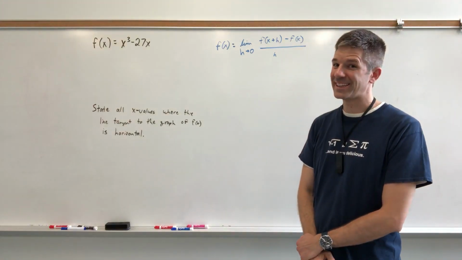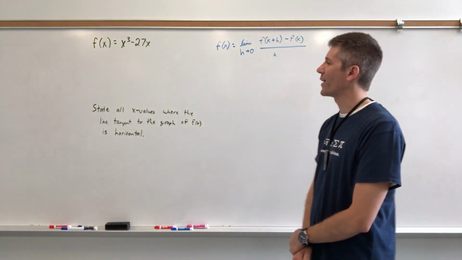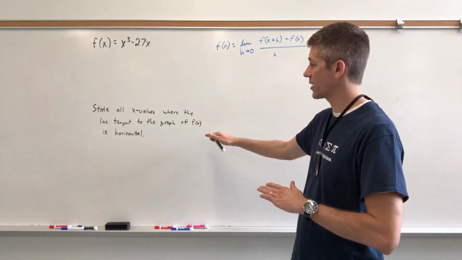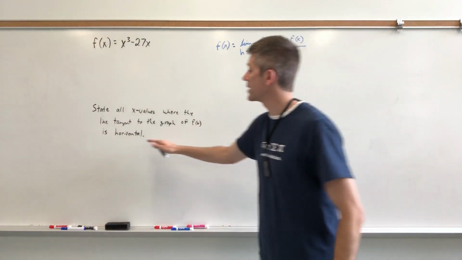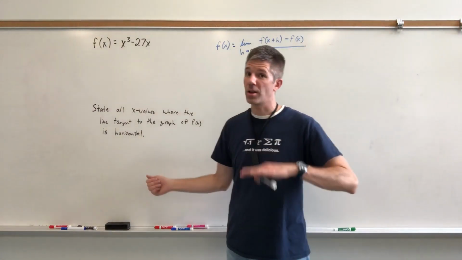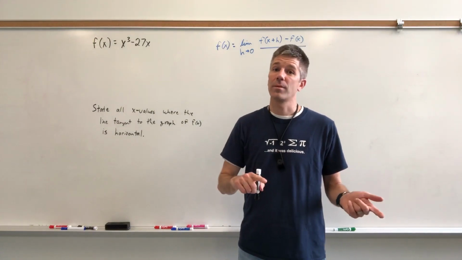Okay, we have a doozy. It's cubed. All right, we need to find the derivative of this, and then we're going to state all the x values where the line tangent to the graph of f of x, dealing with slope, is horizontal. Let's just go ahead and jump into this question. Horizontal slope means the slope is 0, right?